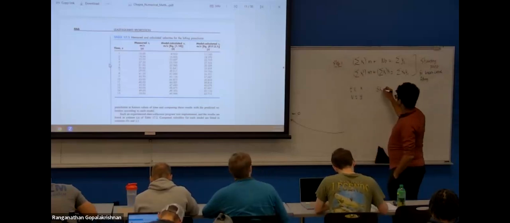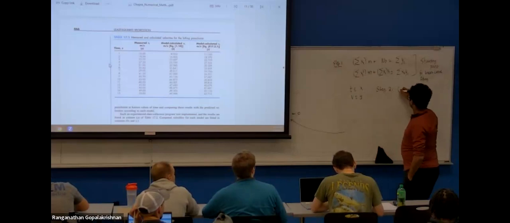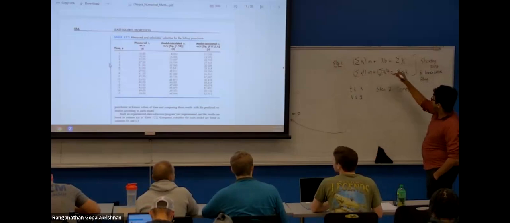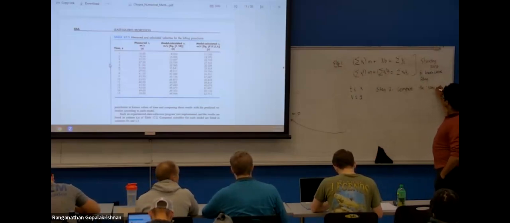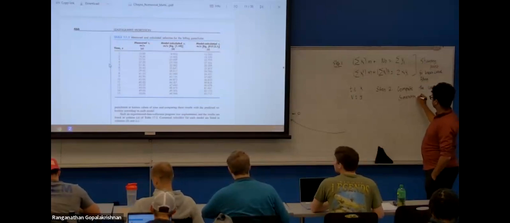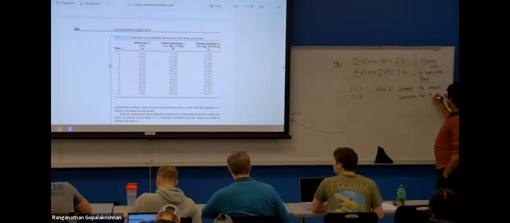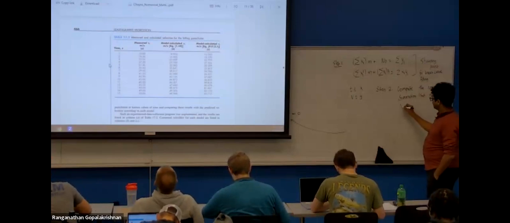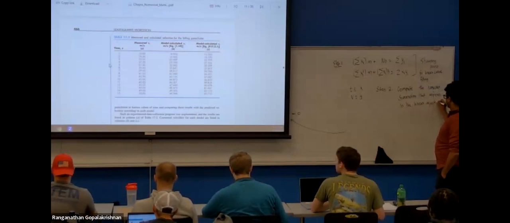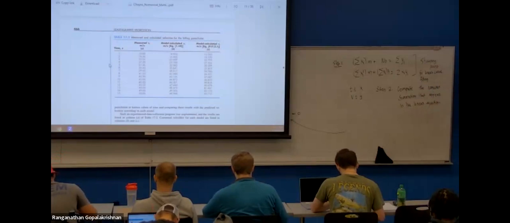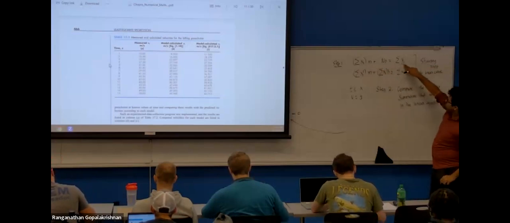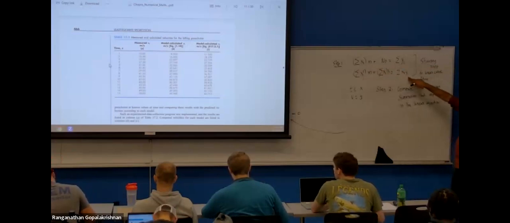Step 2, compute the various summations that appear in the linear equations, which is summing over the x, summing over the y, summing over x squared, and summing over xy.